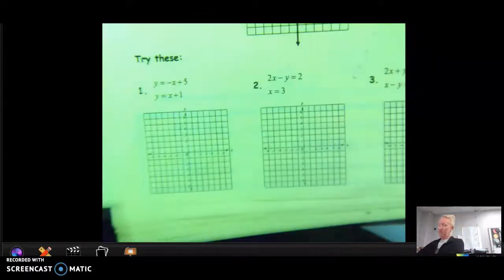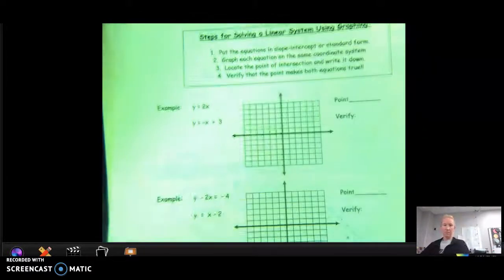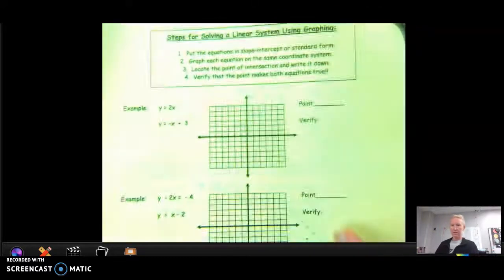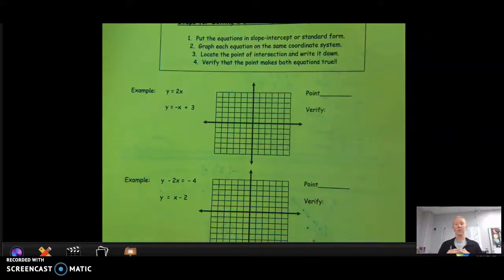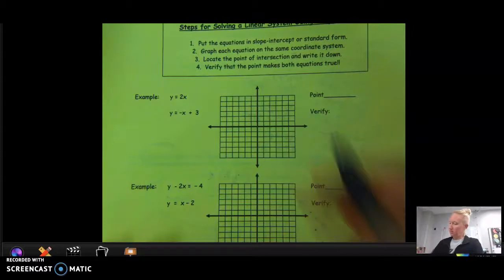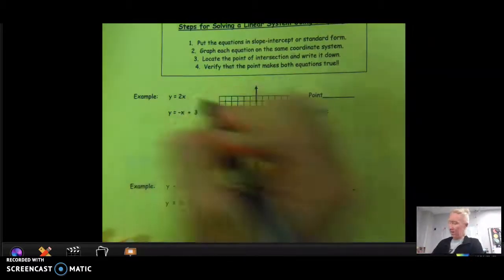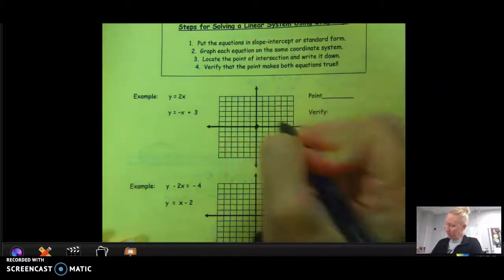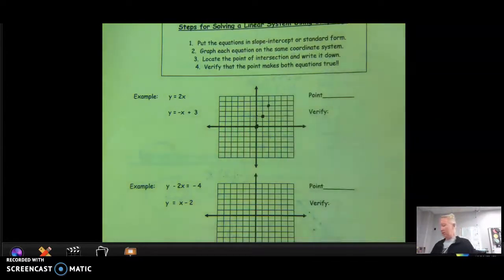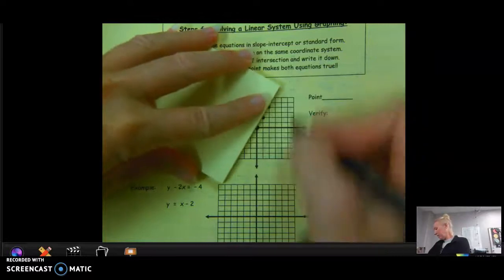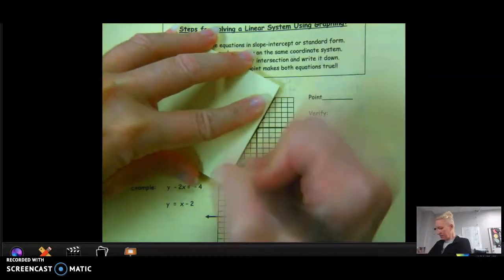All right. So we're going to practice this. So essentially, you're doing what you've already learned how to do. You are graphing these lines, right? So let's do the first one. In the first one, I have a y-intercept of 0, so I'm going to put a point there at 0. My slope is up 2 over 1. Rise over run. Grab my straight edge. Make that go through the entire graph.